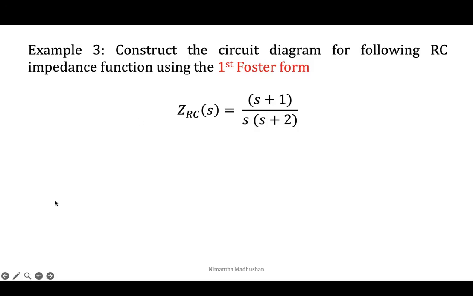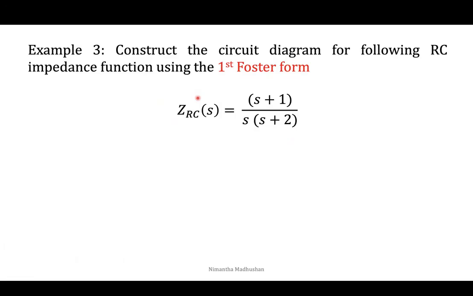Hello everyone. This video represents another circuit synthesis problem. Here, we have to construct the circuit diagram for the following RC impedance function using the first form. The impedance function is given. We said Z_RC(s) is equal to (s + 1) over s times (s + 2). Here, we have to apply the first form.